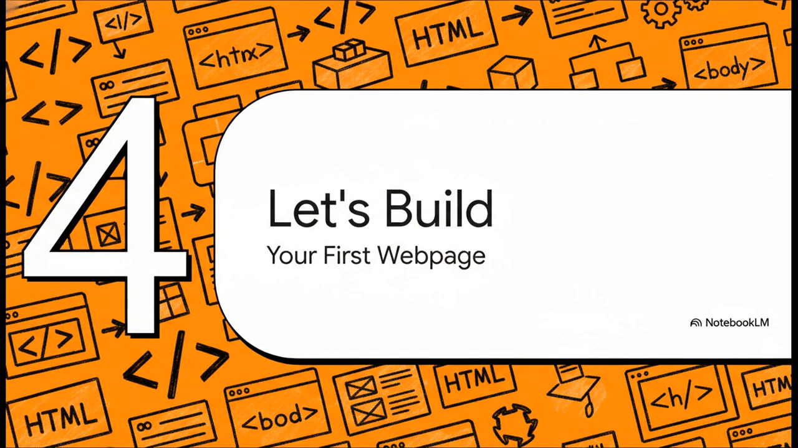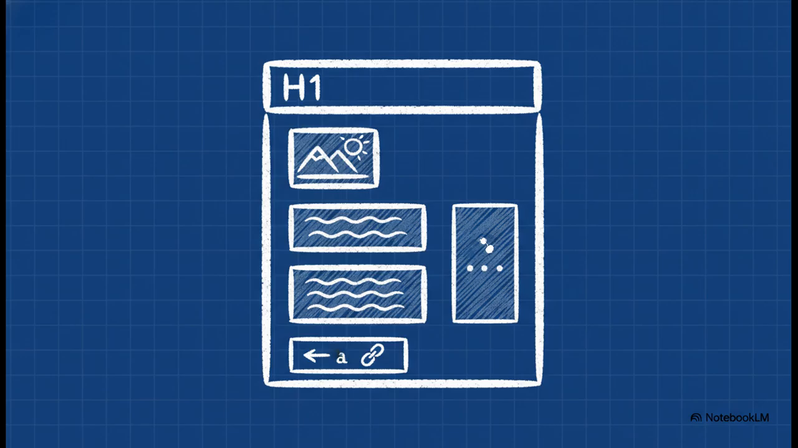Okay, that's enough theory. The absolute best way to understand how all these bones connect is to build a skeleton ourselves. So let's take everything we just learned and put it all together to build our very first web page. So here's our plan. We're going to build a simple page. It'll have a main title, a picture, a few sections with information, a couple of lists, and of course, a link at the end. It's the perfect little project to see how all these pieces fit together.